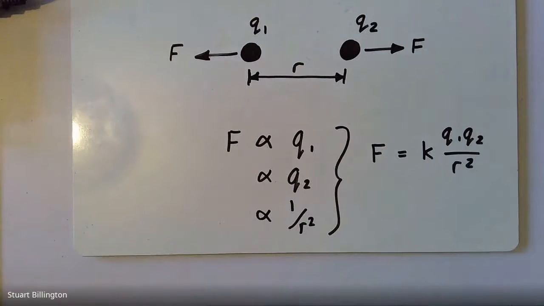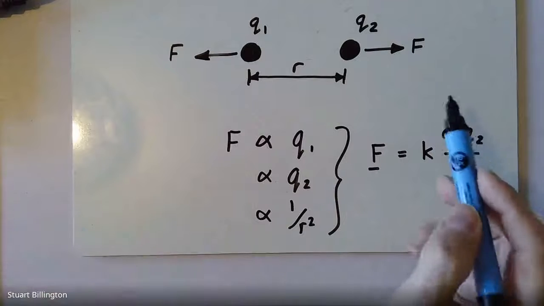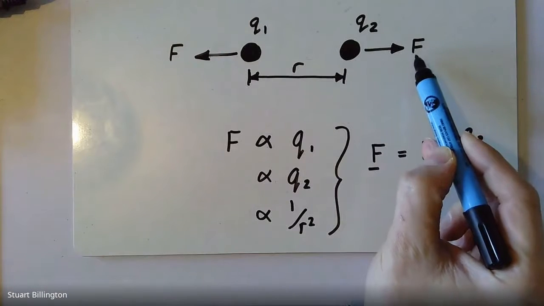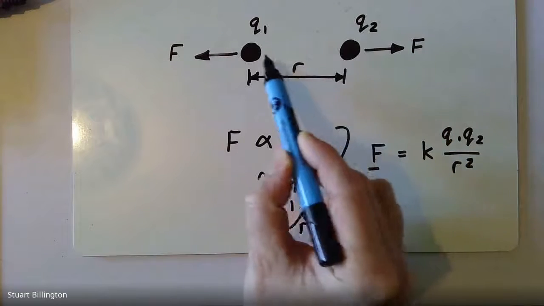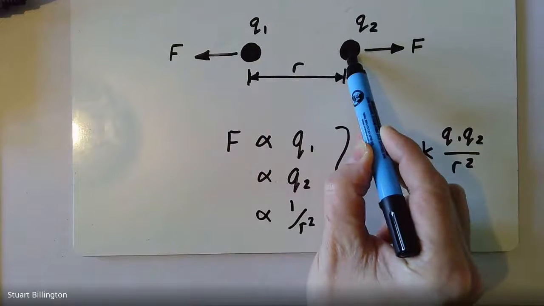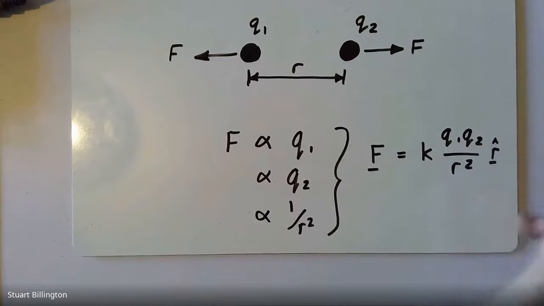And then to make it into a vector equation, we would just need to point out that this force F is in the direction of the vector from Q1 to Q2. So we could put a little unit vector there, just like we did with gravity. And then this becomes an equation that the sign will reverse the direction.